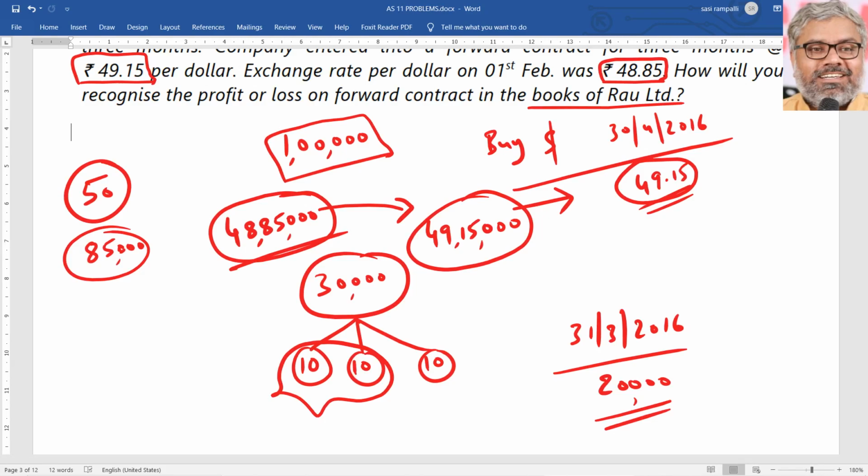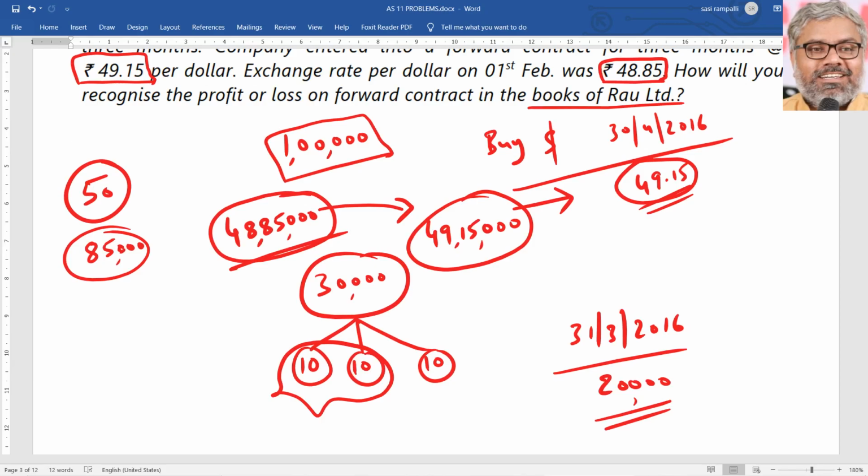If at all it had to purchase on that date of settlement, it would have to buy the dollars at 50 rupees per dollar. That means 50 lakh rupees it would have to shell out. Instead of 50 lakhs, now it is shelling out only 49 lakhs 15,000. That means there was a saving for Rao Limited of 85,000. And like this, the saving could be unlimited.